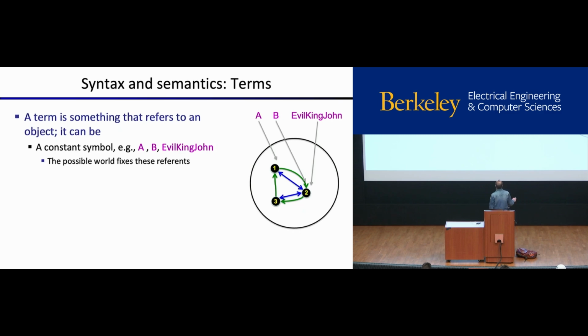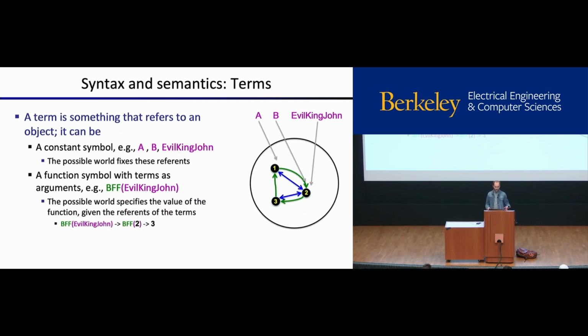So if this is our possible world, then Evil King John refers to this object, as does B. A refers to this object. That's one kind of term, a constant symbol. A function symbol, of course, with terms as arguments. Functions take objects as arguments, and here these objects are referred to by terms. So BFF of Evil King John refers to, I think we'll get to this actually. The possible world specifies the value of the function given the reference of the terms.